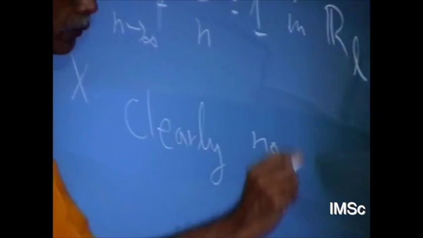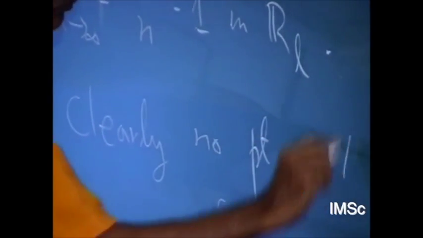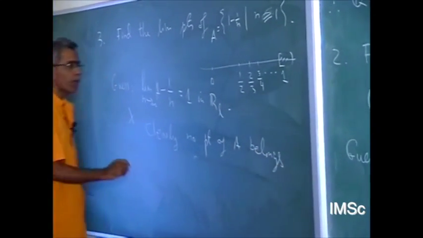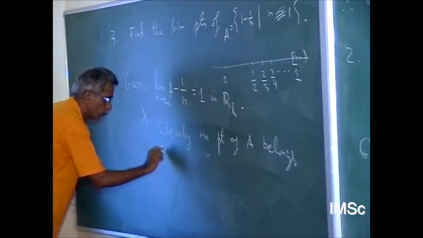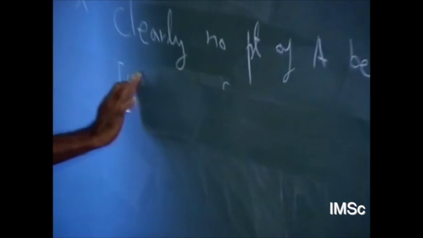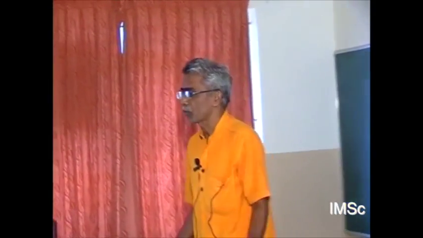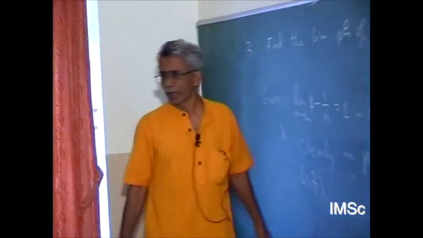No element of set A belongs to it. I just give you one, comma 3/2, open. If it were a limit point, it should have contained at least one more from that set, but none of the others are here. So it's not possible. It's not a limit point. So this brings out the difference between the two spaces.